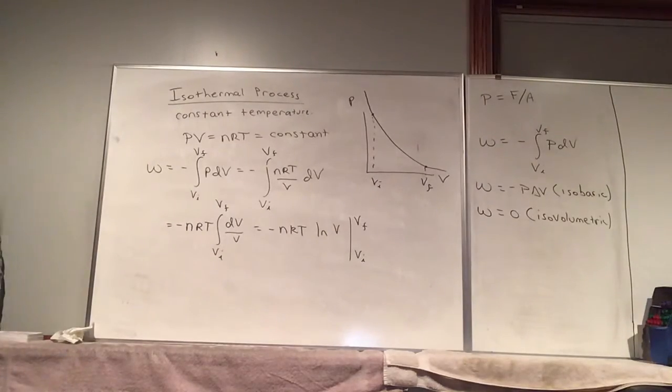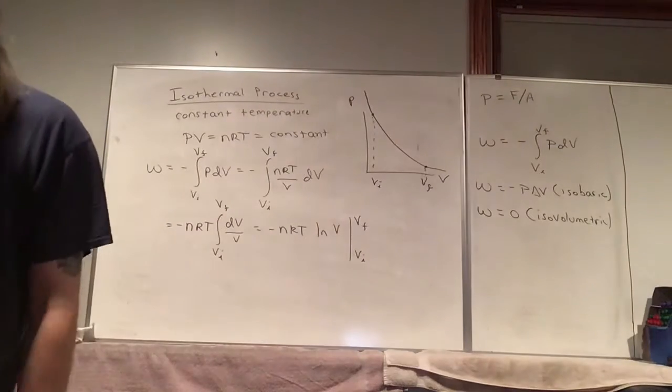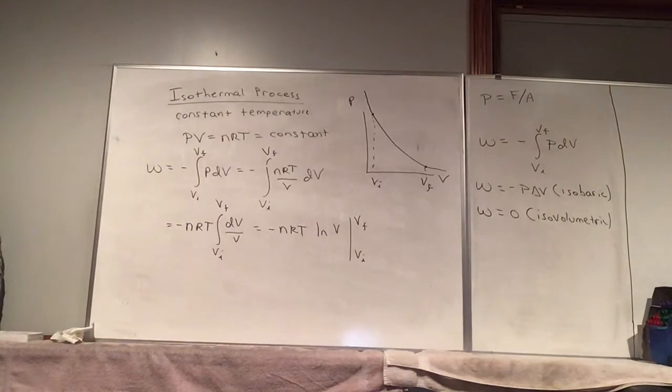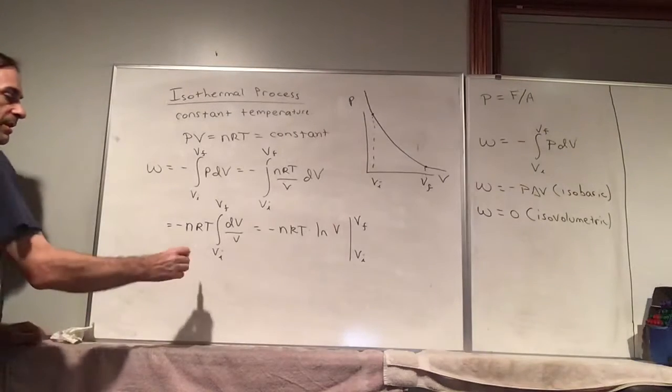Evaluated at the two limits. We don't have to worry about the absolute value sign because we're talking about volumes, and so that's always going to be positive. Now, I'll just work this off to the side.